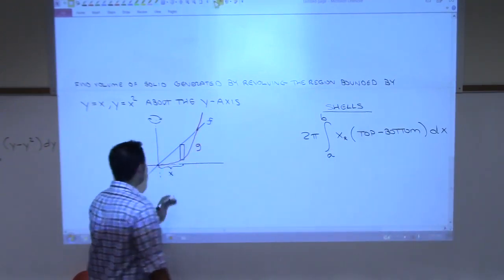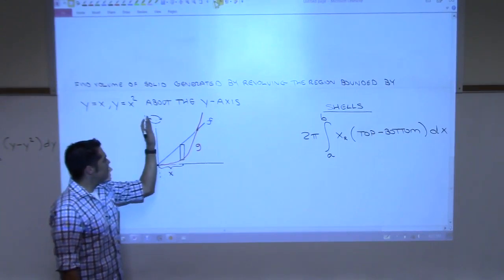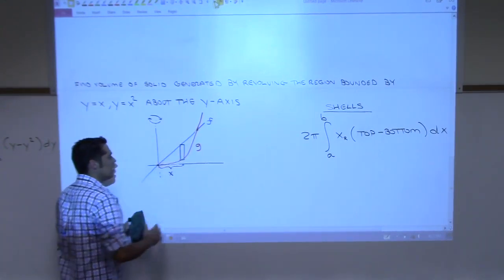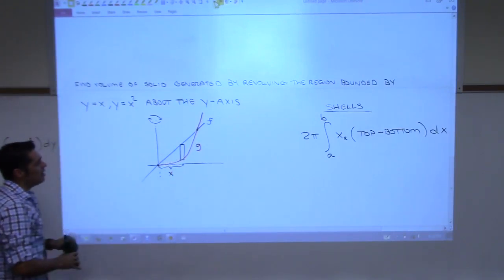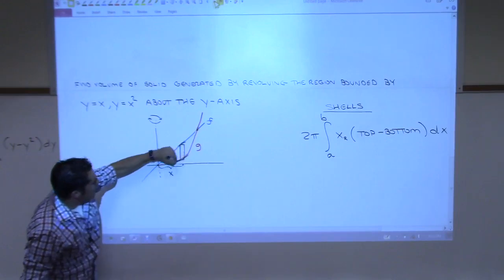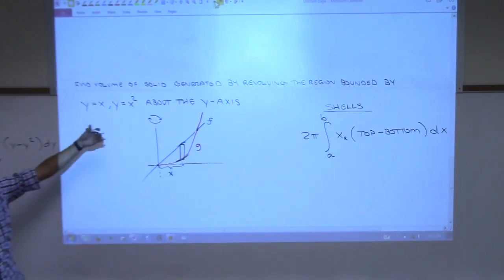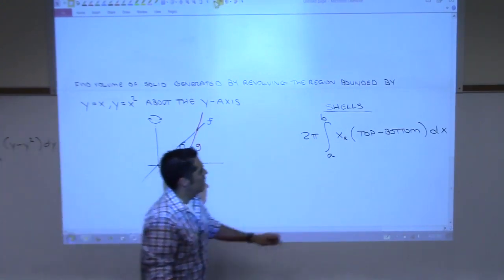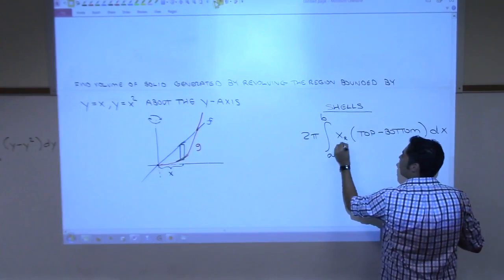So I realize I'm going to rotate it around the y-axis going this way. I'm going to leave it parallel to my axis of rotation, which means I'm going to use shells. I need to know the top function and the bottom function, right? I know those. Top one is x, bottom one is x squared. The only other thing I need to know after the top and bottom is what's x here.